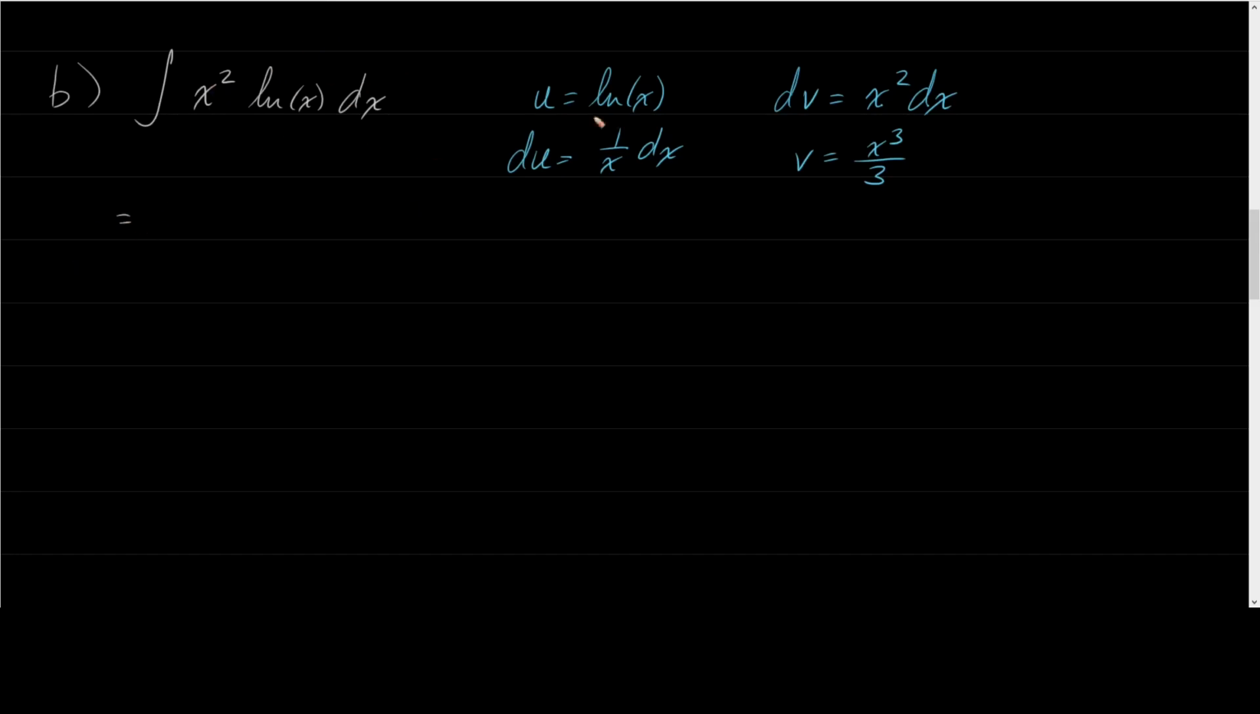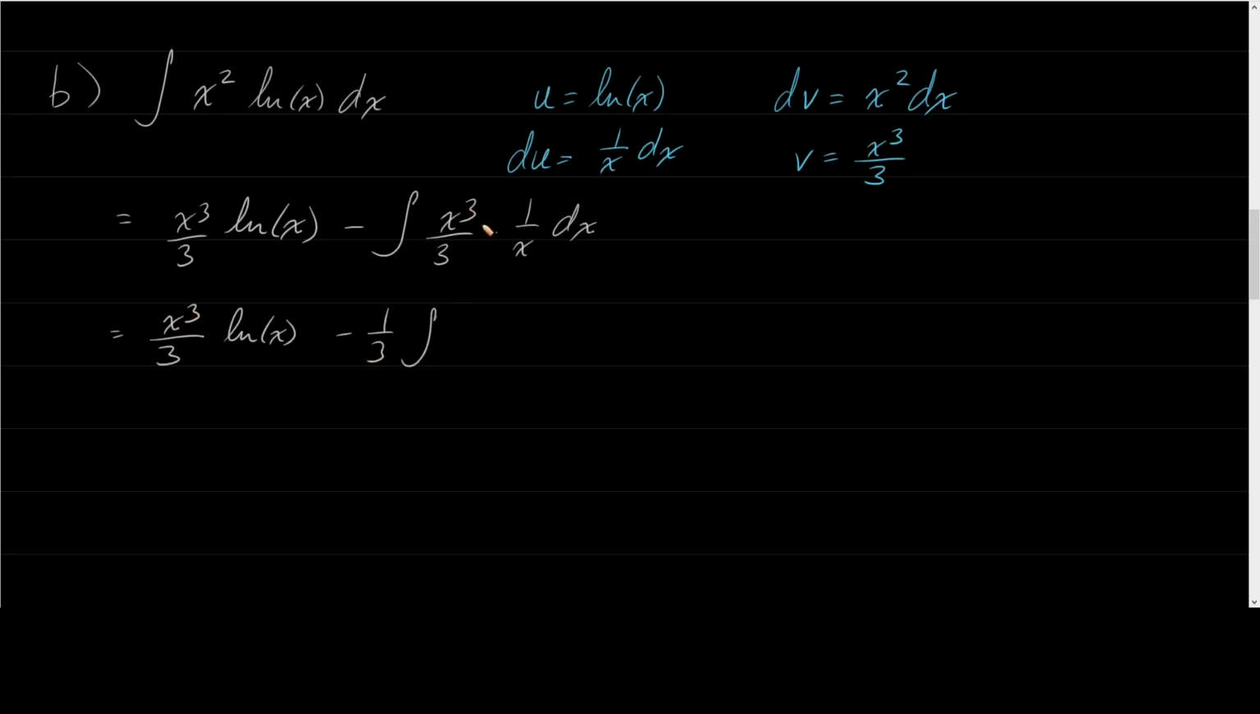So this integral is going to be uv, so I'll write that as x cubed over 3 times ln of x, that's uv, minus integral of v du. And I can really rewrite this as x cubed over 3 times ln of x minus 1/3 times the integral of x squared dx. All right.